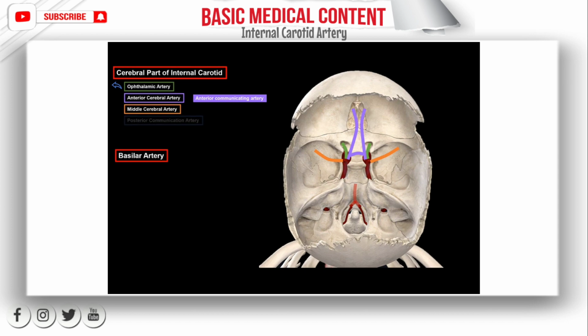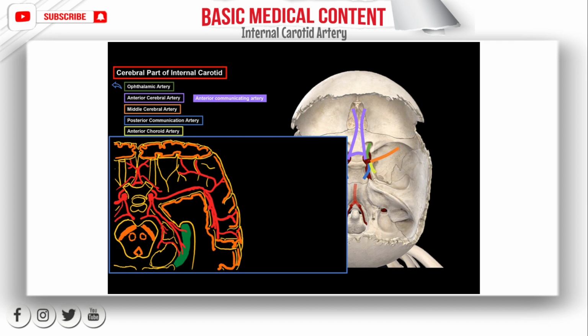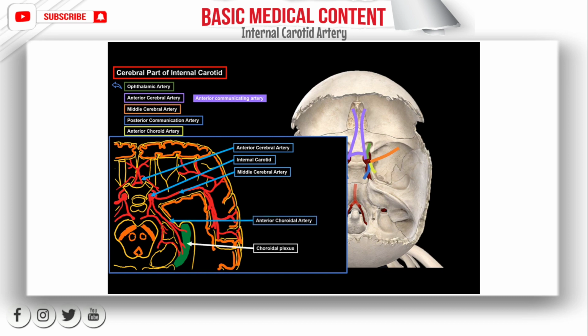Next, we can jump over the posterior communicating artery because this just goes back and communicates with the posterior cerebral artery. But the anterior choroidal artery is very important, and I try to visualize it here. So again, here's the internal carotid with the anterior and the middle cerebral arteries. The anterior choroidal artery will go backwards to form mainly the choroid plexus in the lateral and the third ventricle. So that's mainly all I had for this one.